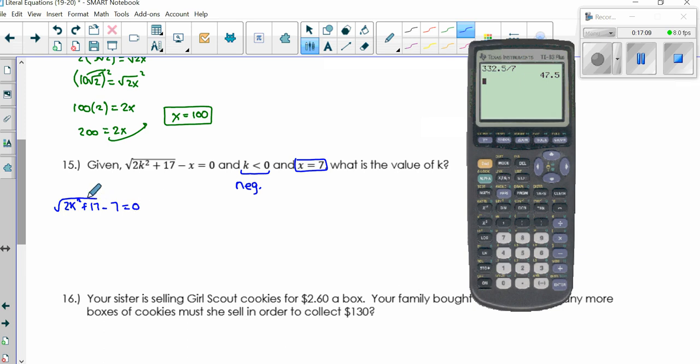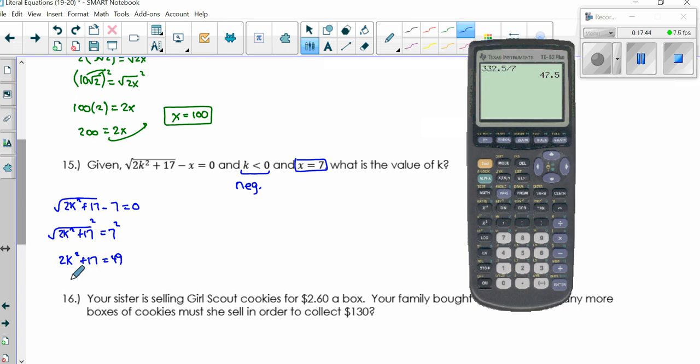All right, if I want to solve this, I need to get the radical by itself, so I'm going to add 7 to the other side. It's going to leave us with the square root of 2k squared plus 17 equals positive 7. I can square the left side, which means I have to square the right side. That's going to give me 2k squared plus 17 equals 49. Okay, so I can see that this is quadratic because of k squared, but since there's only one k value, I don't need to factor. I'm just going to move the 17 and move the 2 and then take the square root.